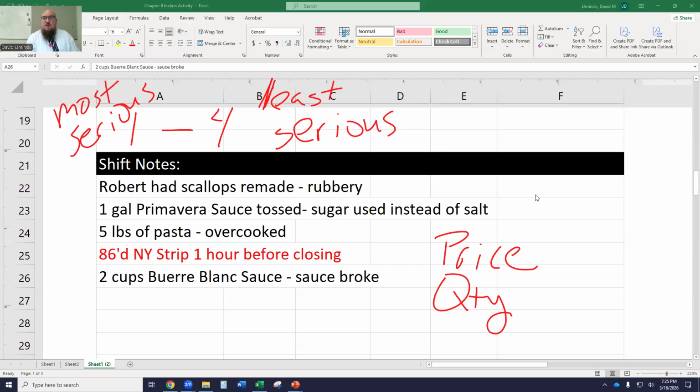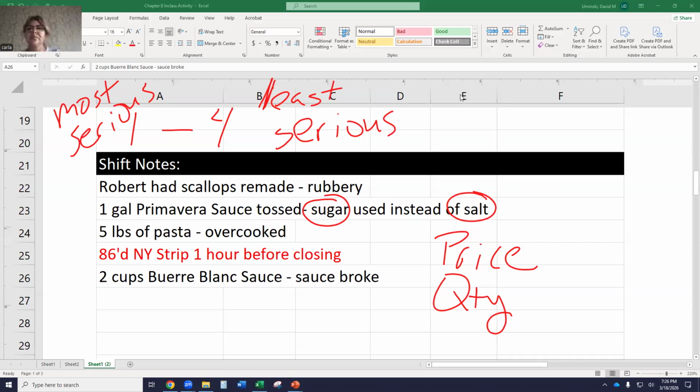All right. Who listed the primavera sauce as number 1? Okay, a couple people in here. Yep, I see that for Hannah, Samantha, Brian, excellent. Why'd y'all list that as number 1? I figured 1 gallon was kind of a lot. Okay, the quantity again. A lot of sugar wasted too. Okay, so sugar was used instead of salt. So now we're wasting sugar. Not only are we wasting the whole pasta primavera itself, but we're also wasting sugar.